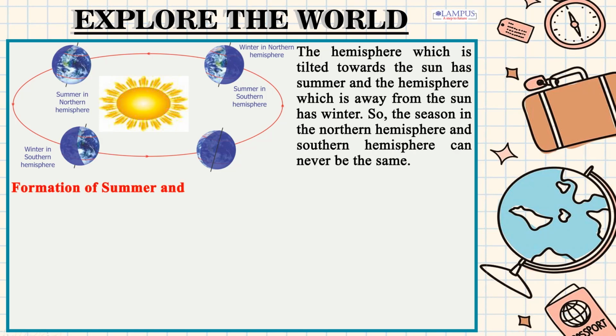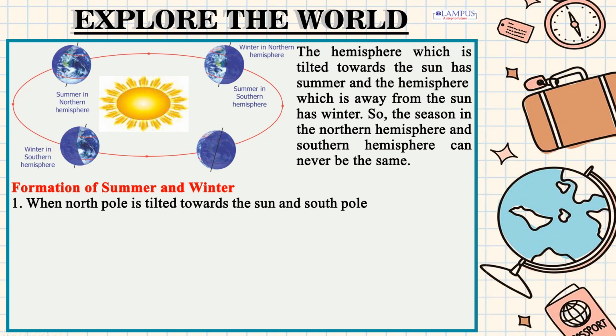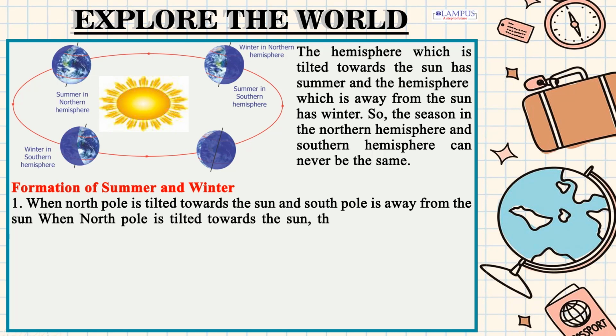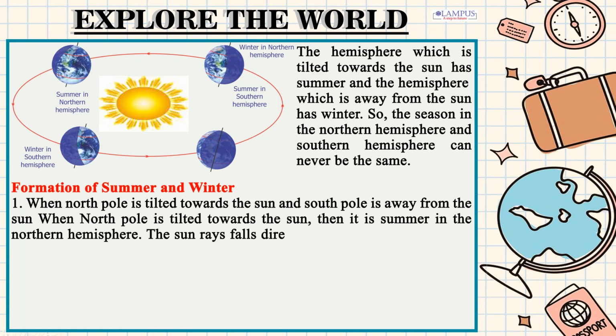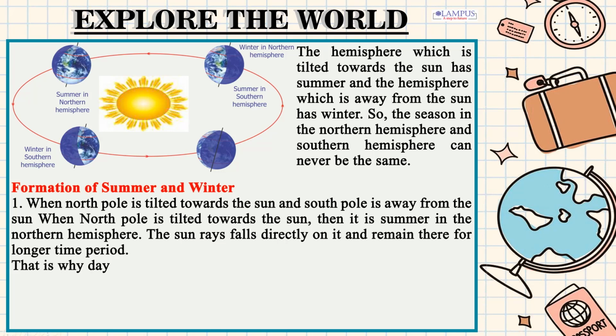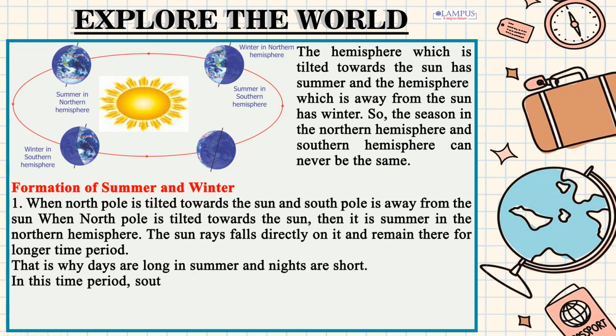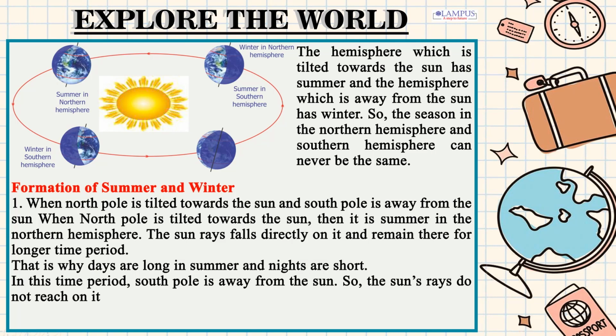Formation of summer and winter. 1. When North Pole is tilted towards the Sun and South Pole is away from the Sun. When North Pole is tilted towards the Sun, then it is summer in the Northern Hemisphere. The Sun's rays fall directly on it and remain there for a longer time period. That is why days are long in summer and nights are short. In this time period, South Pole is away from the Sun. So, the Sun's rays do not reach it properly. So, there is winter in the Southern Hemisphere.